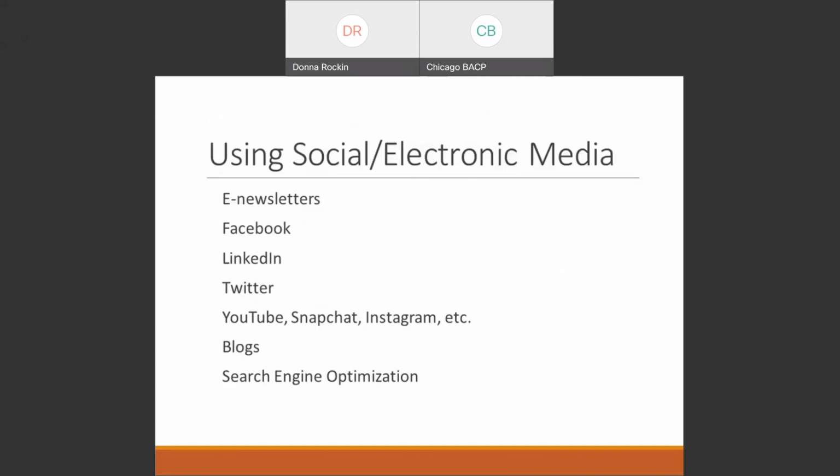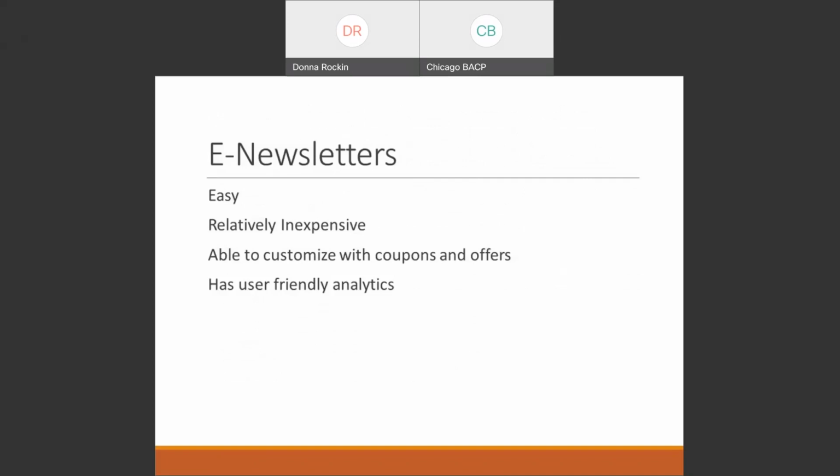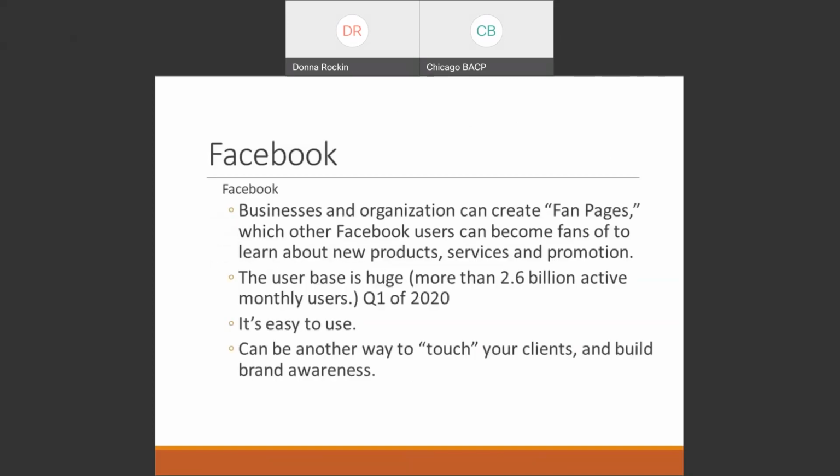Electronic media: e-newsletters, Facebook, LinkedIn, Twitter, YouTube, Snapchat, Instagram, blogs, search engine optimization, all things you should be aware of. Newsletters are easy and inexpensive. You can customize coupons and offers, and they have user-friendly analytics. We're talking about Constant Contact or MailChimp.